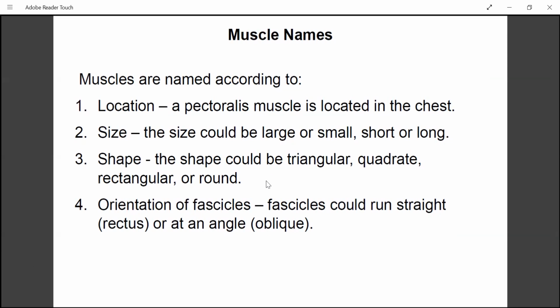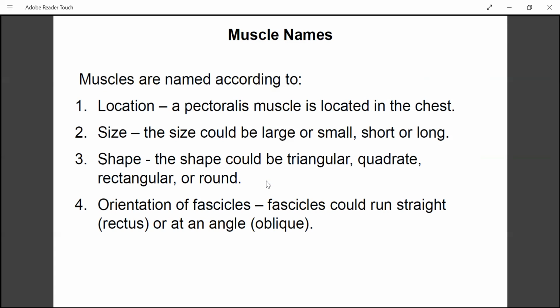Okay, muscles are named in a variety of ways. That's really what you need to know: we have a multitude of ways that we decide on a muscle's name. They're named for location, like the pectoralis muscle, which is located in our chest or pectoral region. The size, in terms of being a large muscle, small muscle, short or long, can determine the name. One example of this is the adductor longus. The shape of a muscle can also help determine the name; the pronator quadratus is an example of that.